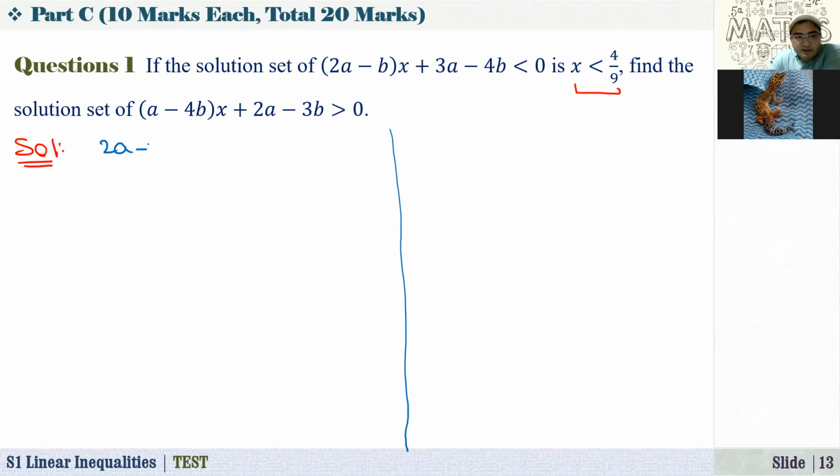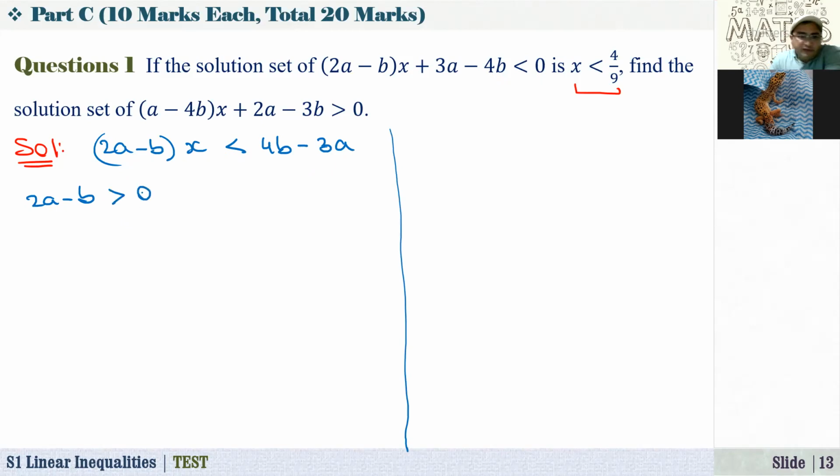2a minus b times x is less than, take 3a minus 4b to the right hand side, here we have 4b minus 3a. Now if this 2a minus b is negative, if I divide both sides by 2a minus b, at the time I have to change the direction of the inequality sign, and the solution will be x is greater than. But here it says less than, which forces the condition that 2a minus b is greater than 0.